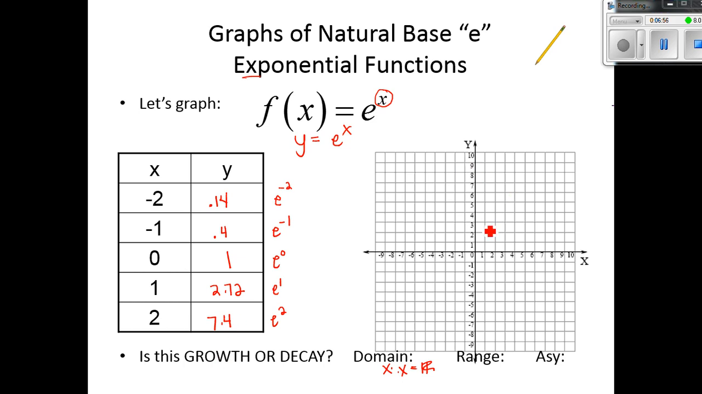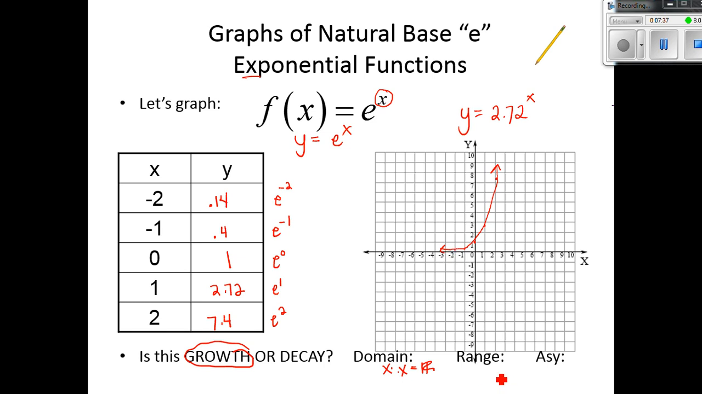All right, and I'm going to graph this. -2, 0.14, -1, 0.4, 0, 1, 1, 2.72, and 2, 7.4. Ooh, what does this remind you of? Exponential growth. And it would be exponential growth because e is 2.72. And remember, when the base is greater than 1, it's a growth. So this is just like exponential growth.